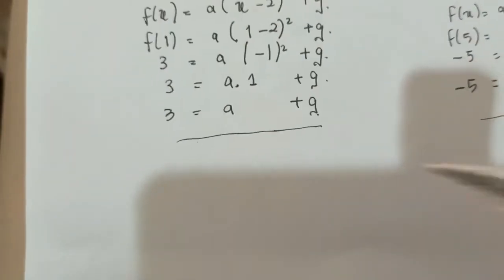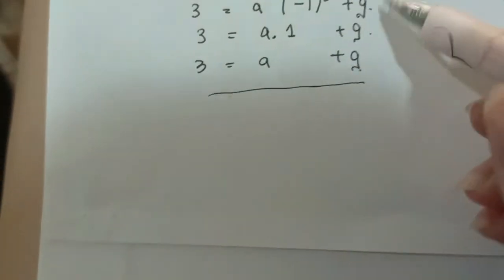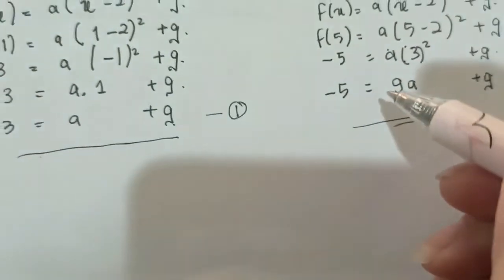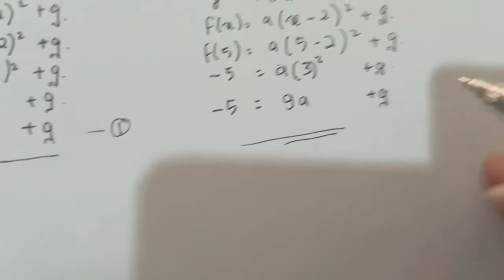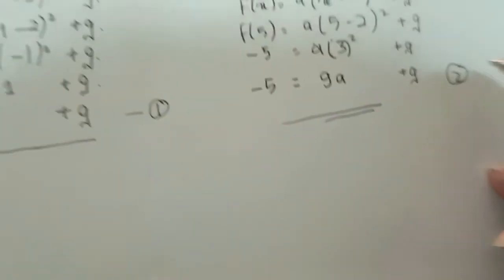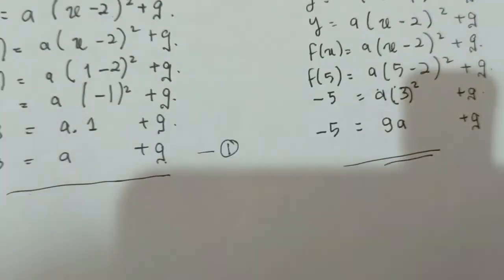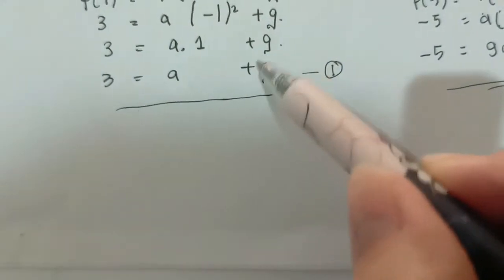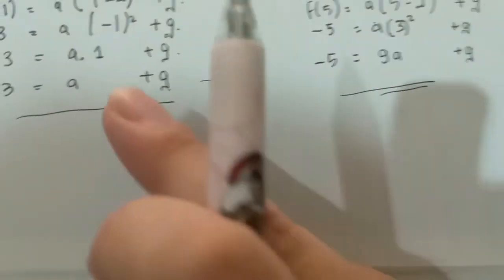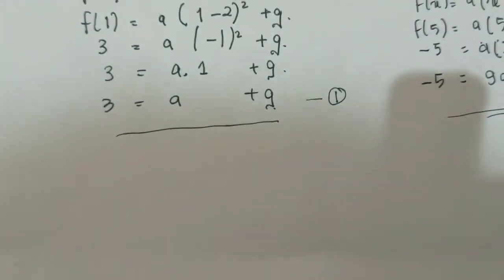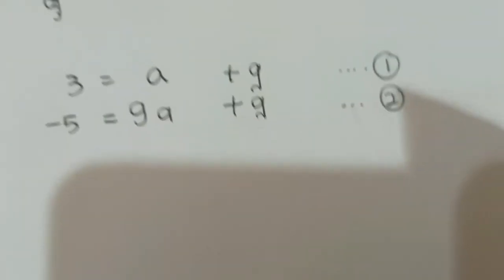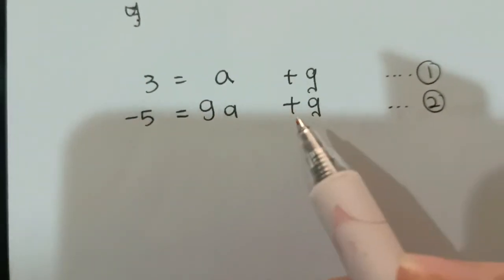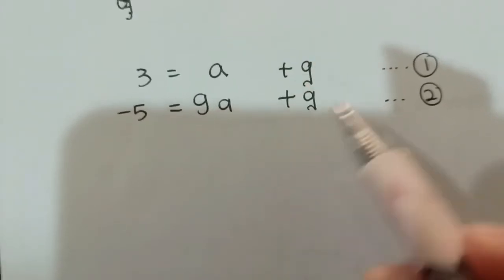Now let's continue. We have the first equation. Let's make it number 1. Okay, this is number 2, the second equation. Now what should we do? We can search for a and q with these two equations. Let's do it. Okay, now we write it down like this. We are going to eliminate q first.